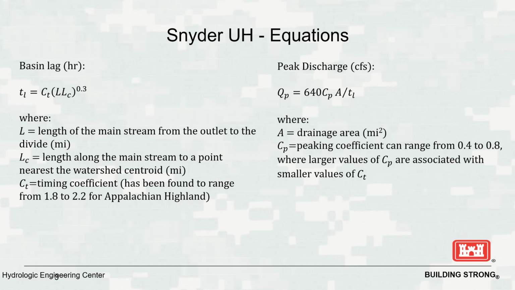The peak discharge is calculated by multiplying 640 by CP, which is the peaking coefficient, by the watershed area and the basin lag. CP has values that range from 0.4 to 0.8 and generally represent retention or storage capacity of the watershed. There are tables that provide typical ranges for the timing coefficient and the peaking coefficient, but the best way is to calibrate for these parameters.